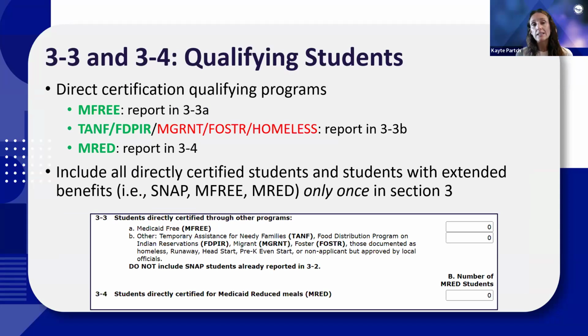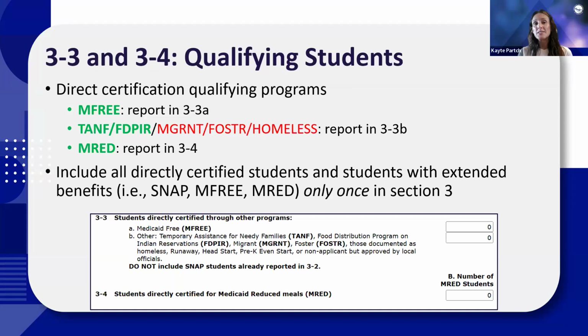In 3-3 and 3-4, those other direct certification qualifying programs include Medicaid free, TANF, FDPIR, and Medicaid reduced, which you can see are all identified in green. And we've done that to help make sure you know that students directly certified for those 4 programs, as well as for SNAP, can have that meal benefit extended to other children or students who live in the same household. And that means those additional benefit extensions should be counted in the totals reported in Section 3.